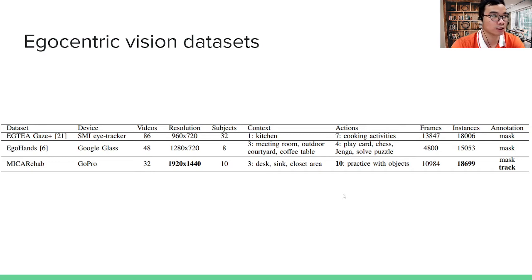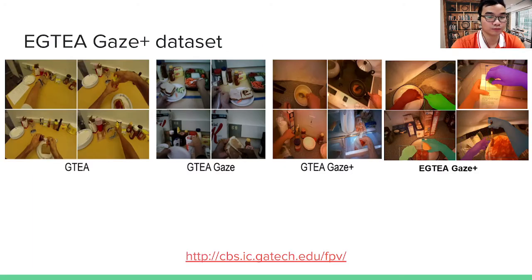This slide shows the egocentric vision datasets. Our data collection consists of 3 datasets: the EGTEA Gaze+ dataset, the EgoHands dataset, and our new dataset, MyK Rehab. The EGTEA Gaze+ is a large and comprehensive dataset for first-person view action and gaze. It comes with high-definition video, audio, gaze tracking data, frame-level action annotation, and pixel-level hand masks, as in the sample frame. The dataset can be found in this link.